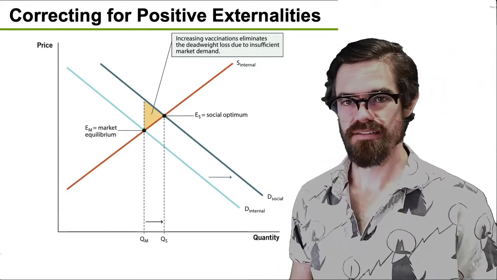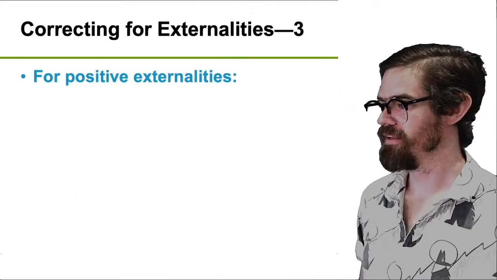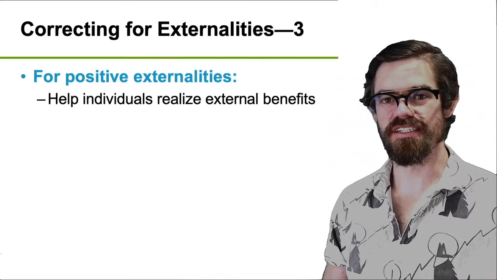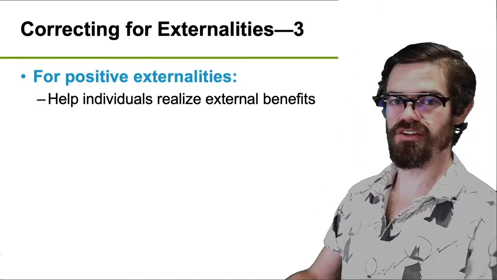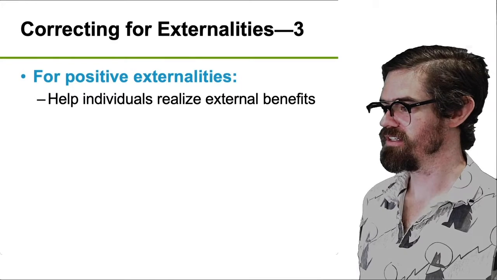So, similar picture, but this time we're talking about external benefits. So how can we correct for these? Well, it's kind of just the opposite of what we already talked about for negative externalities. We want to help individuals realize the external benefits. So we can do this.